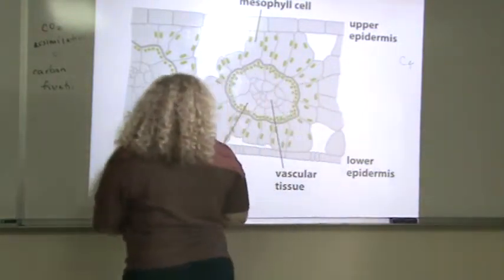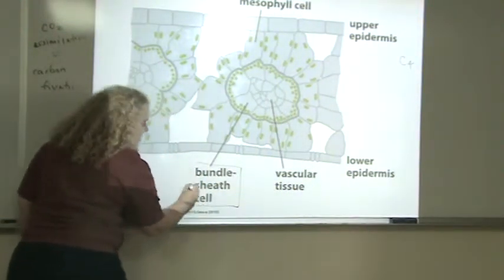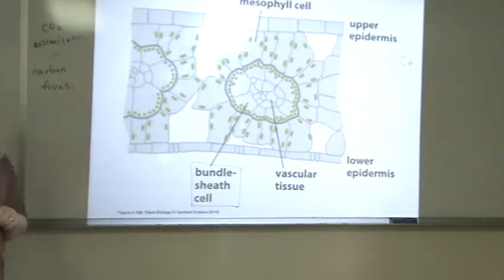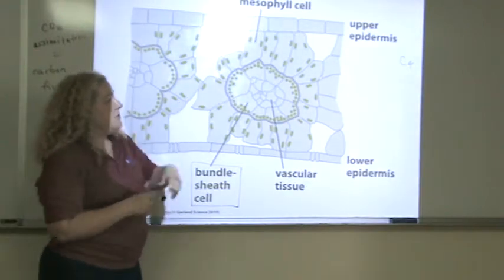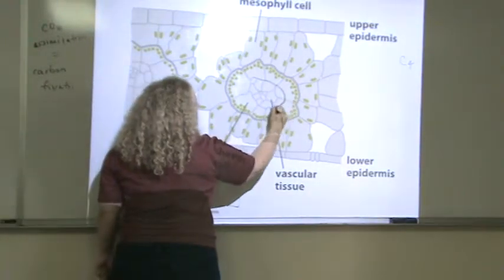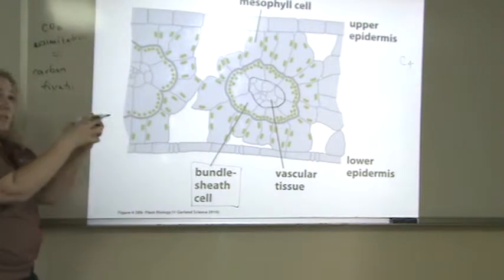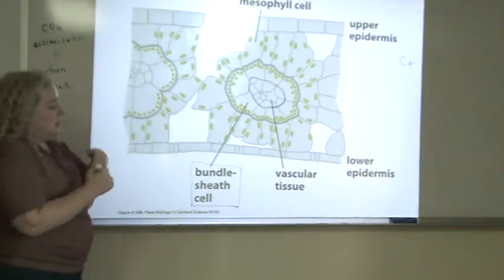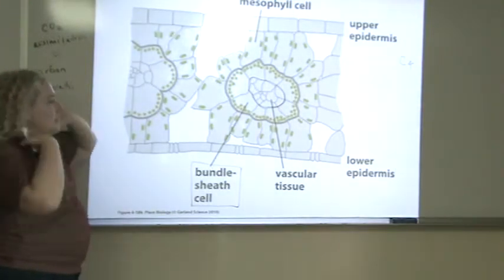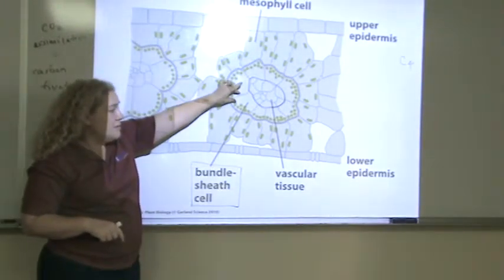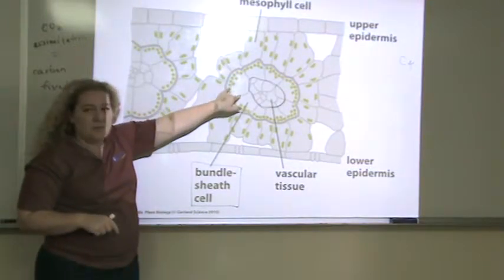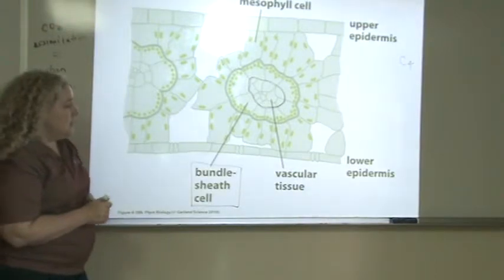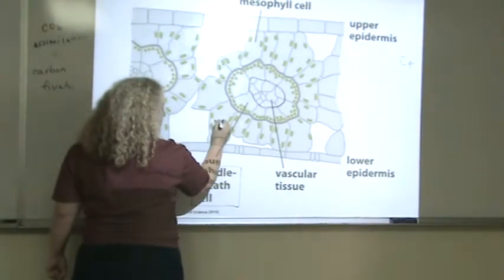And the most special thing about C4 plants is that they have these cells called bundle sheath cells. Bundle for the vascular bundle, which would be in here. Sheath as in it's totally going around it and encircling it. Bundle sheath cells. And the existence of these bundle sheath cells is what makes C4 photosynthesis actually work. It's a structural characteristic.